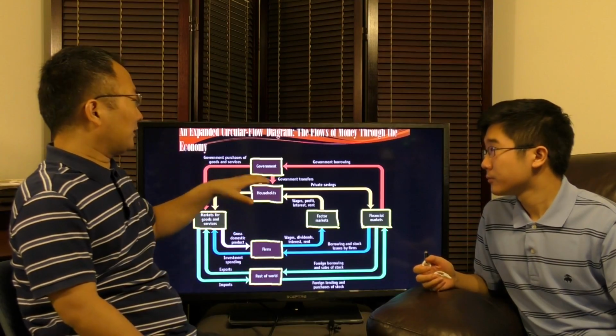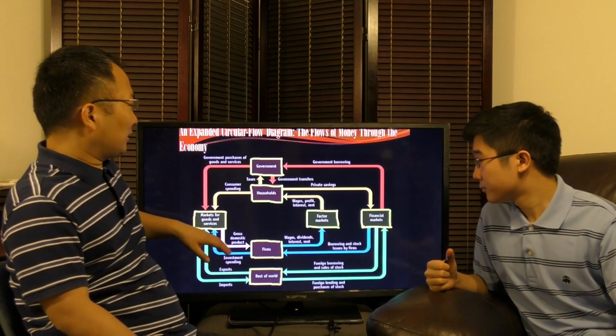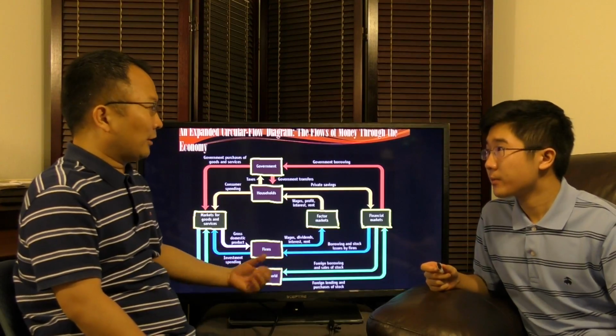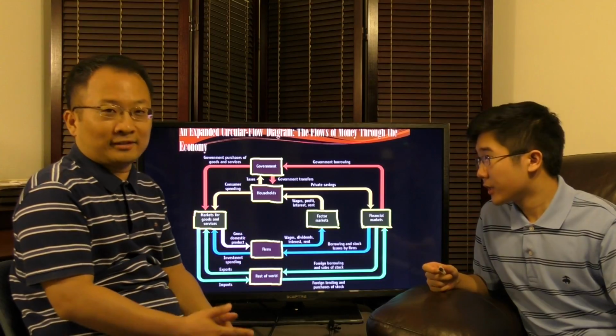So that creates a perfect flow chart, and I think the total inflow for each entity must equal total outflow. Then we can see what GDP is and how to calculate it.